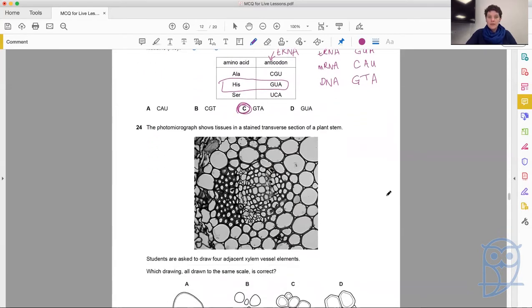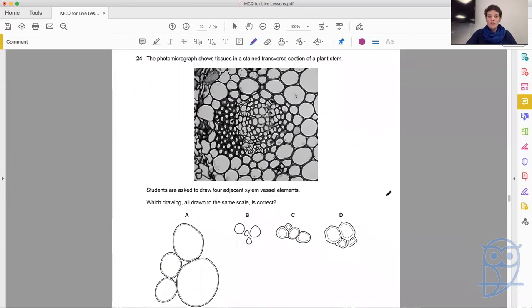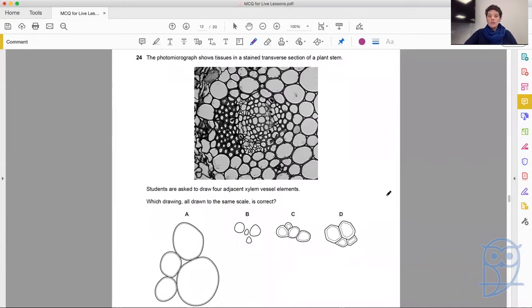Question 24. The photomicrograph shows tissues in a stained transverse section of a plant stem. Students are asked to draw four adjacent xylem vessel elements. Which drawing, all drawn to the same scale, is correct? So now you actually get to mark other people's drawings. So if we look at our drawings, remember that they're all to the same scale. So are our xylem vessel elements going to be the big ones or the small ones? Well, if we look here, our xylem vessel elements, of course, are these ones here at the bottom with this very, very thick cell wall.